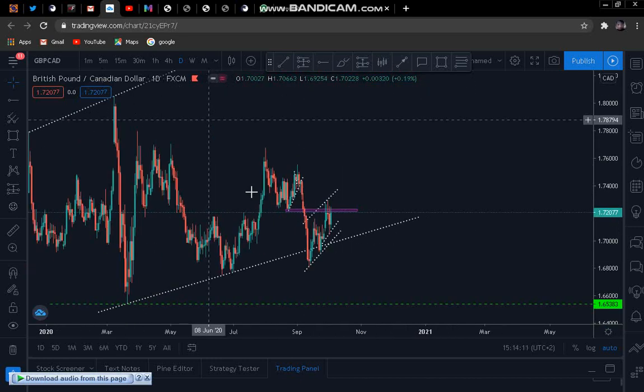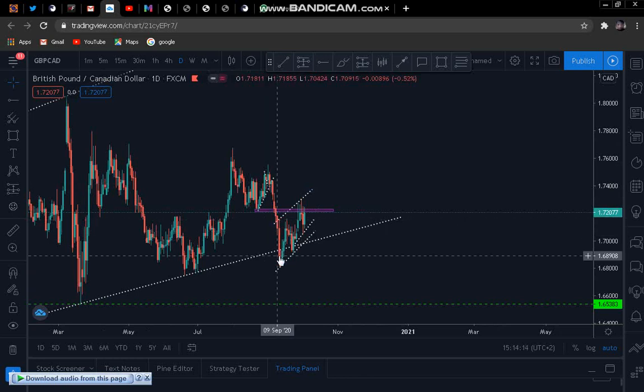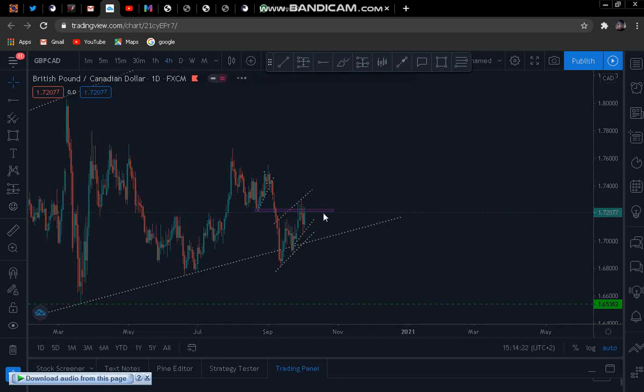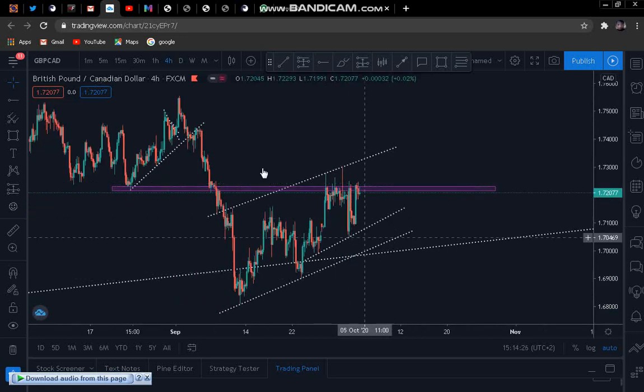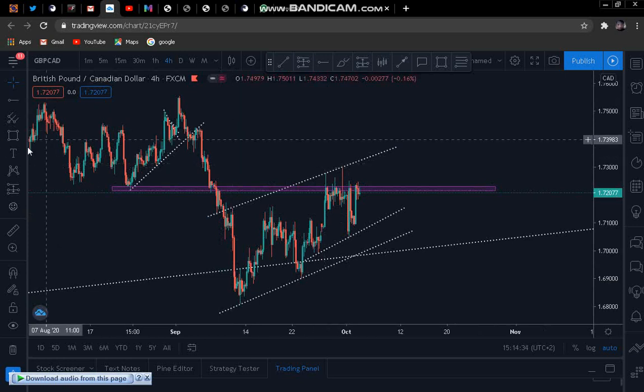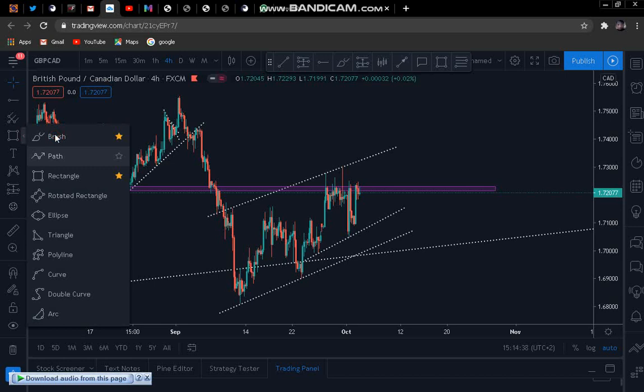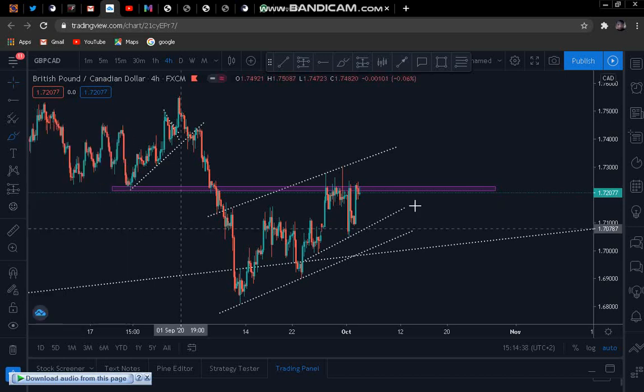but then when it broke this ascending channel, you can see that another ascending channel was created, and it's in the process of being created. So now we need to take advantage of this ascending channel that's here, and this is what we're looking at, a possible play out like this one. Let me point it out.